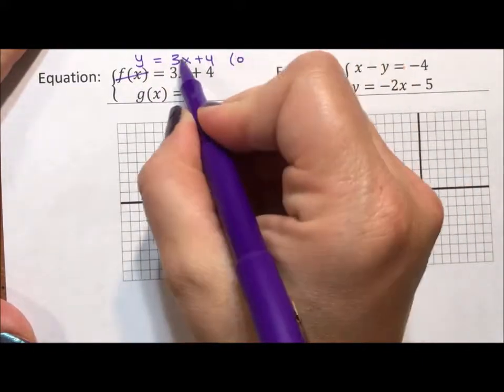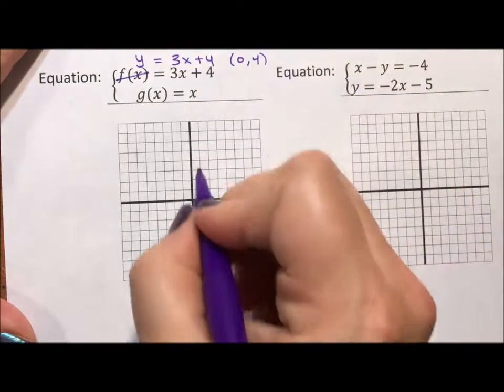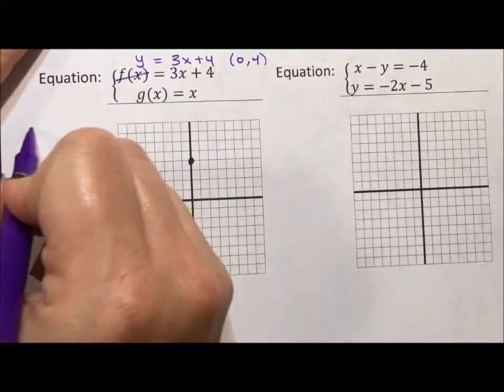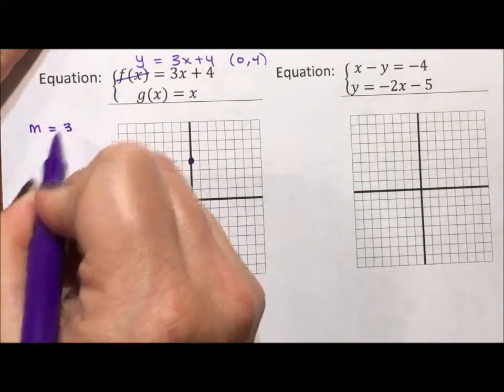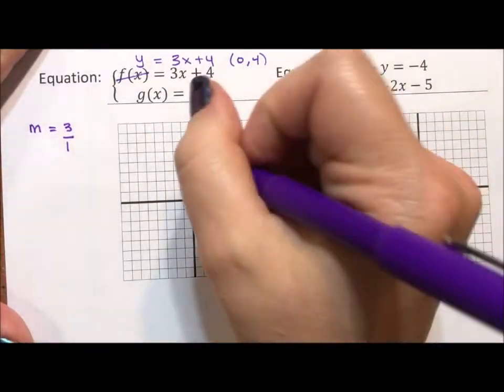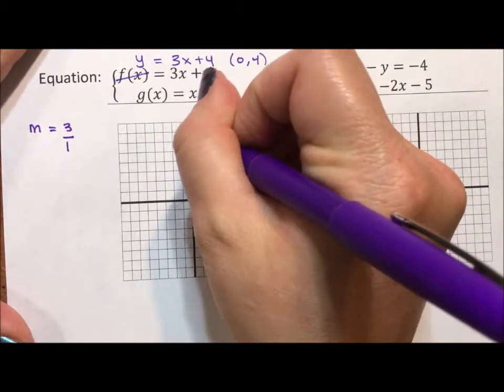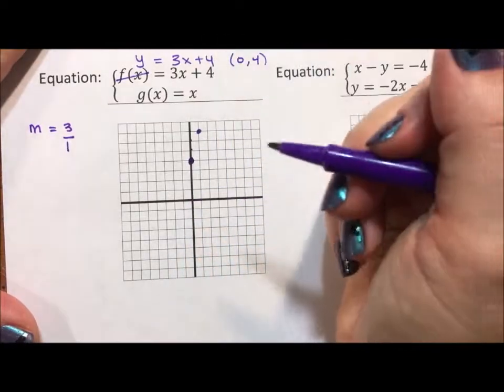So if x is 0, then y is 4. So I start at 0, 4. My slope in this equation is 3, but what I'm going to do is I'm going to say 3 over 1. Up 3 over 1. But I need more points.